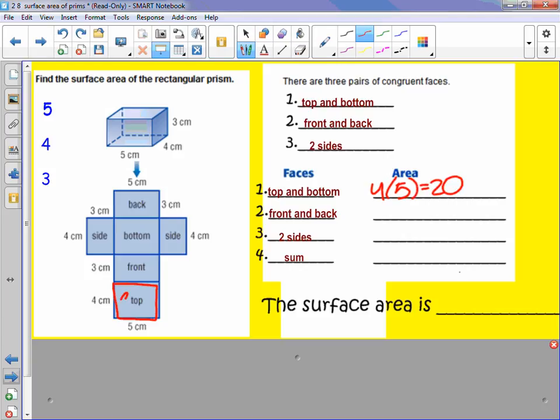What am I going to do with this 20? Put it on the bottom. But what will I do with the 20? Multiply by 2. So you have 40.